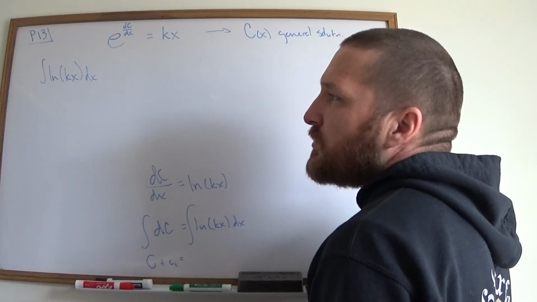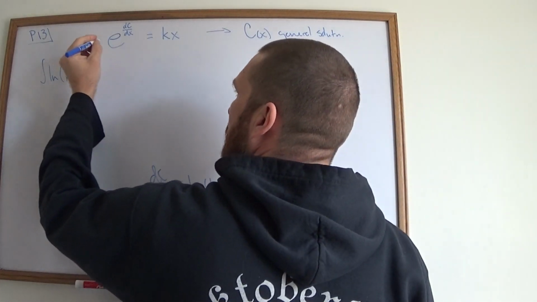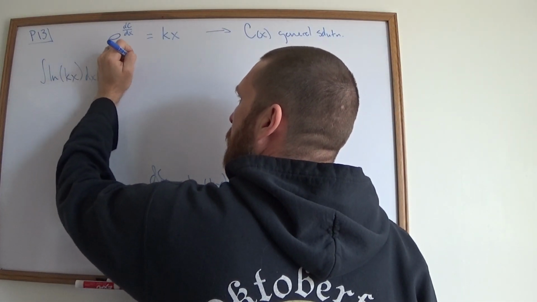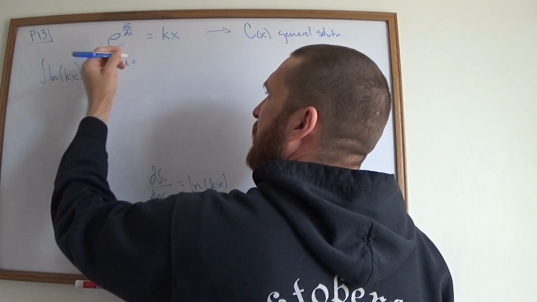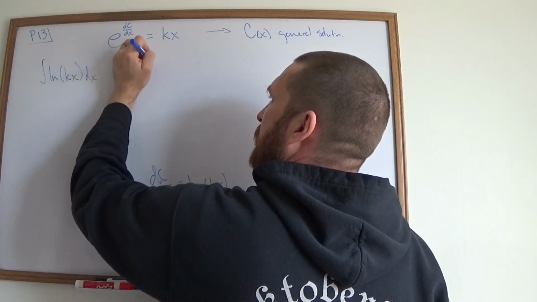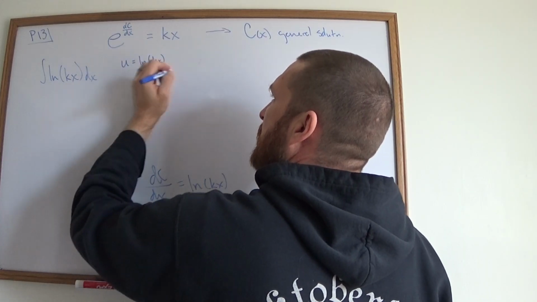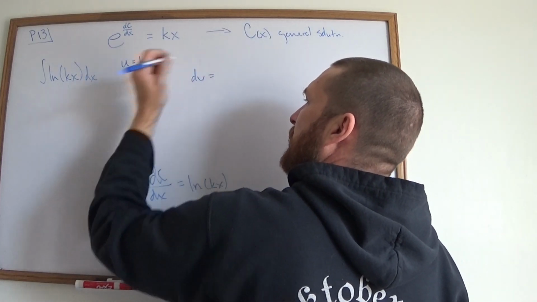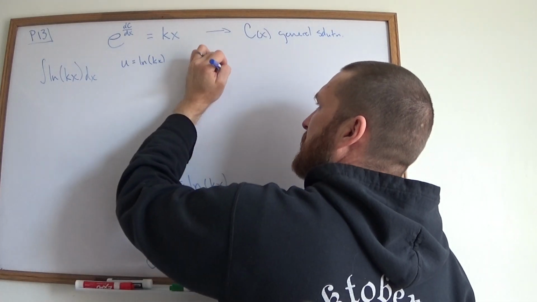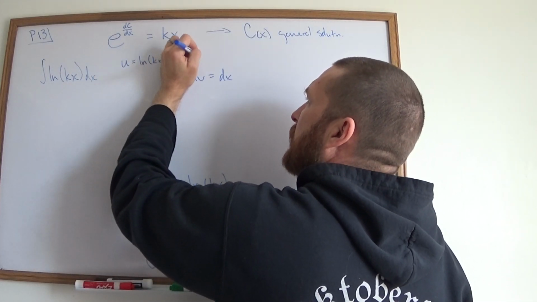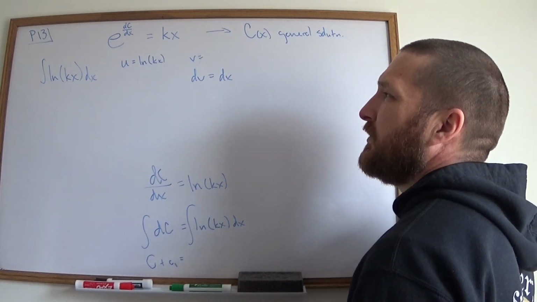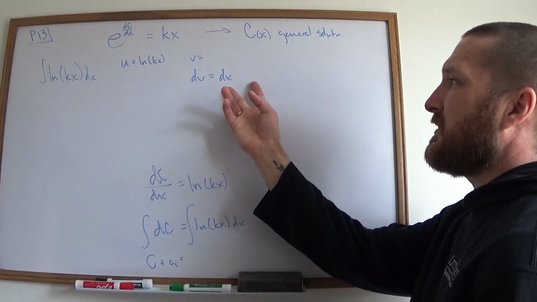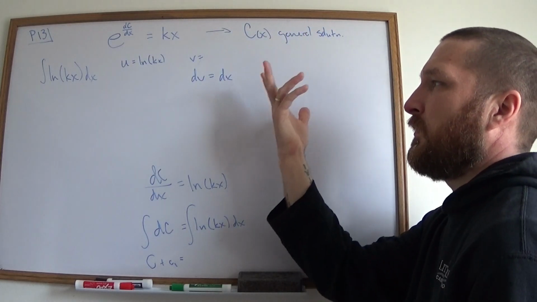How about integration by parts? I'm going to let u be this part right here, so that we have natural log of kx. I'm going to let dv be everything else, which is just dx. Why didn't I choose dv to be that stuff? Well, that's the integral we're trying to compute. If dv were the log stuff, I would have to find its antiderivative. That's not going to work.